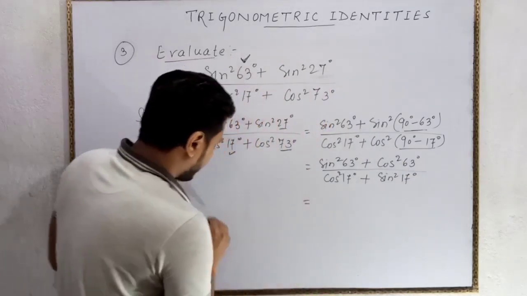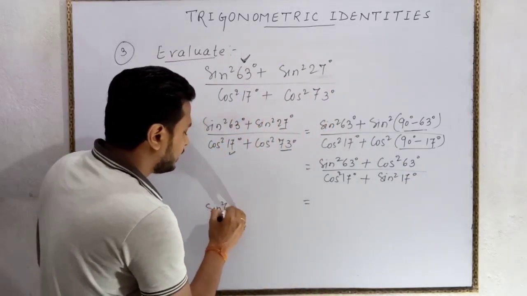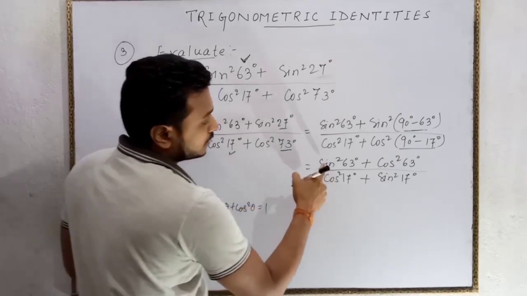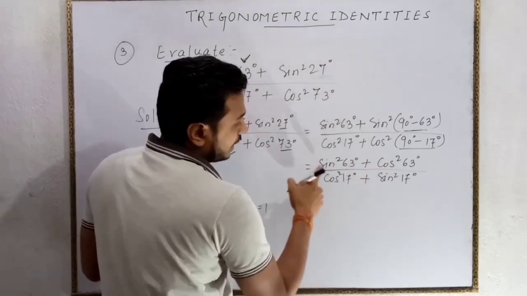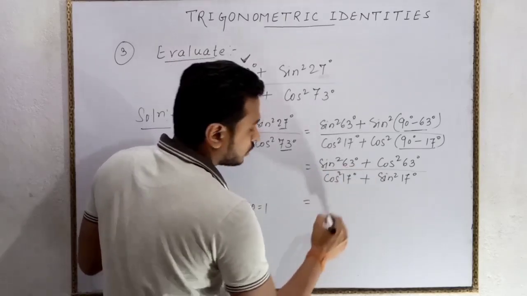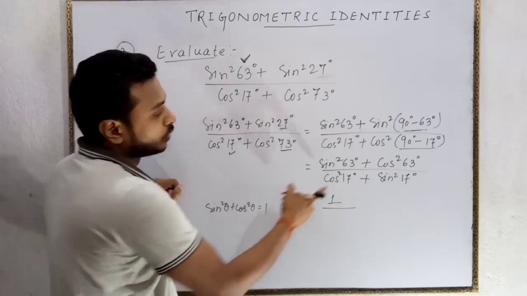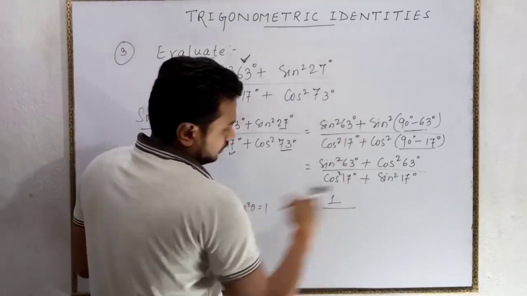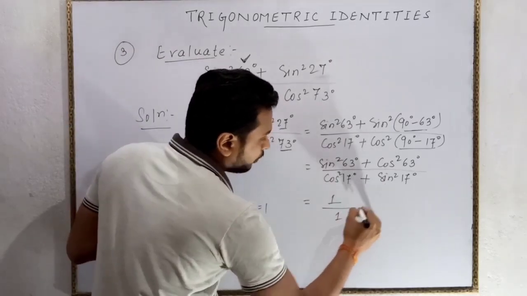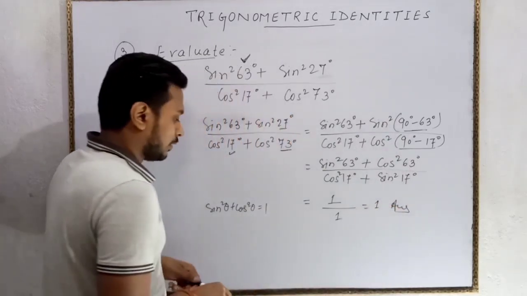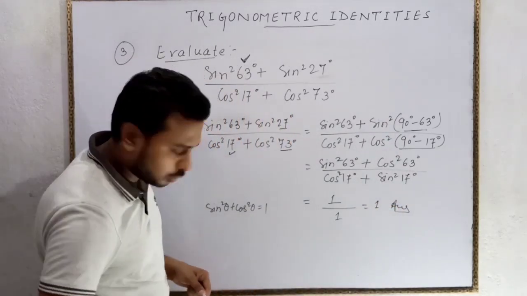As we know, sin square theta plus cos square theta is equal to 1. So sin square 63 degree plus cos square 63 degree is equal to 1. And also cos square 70 degree plus sin square 70 degree is also 1. So 1 plus 1 is equal to 2. Answer. Thus our third question has been solved.